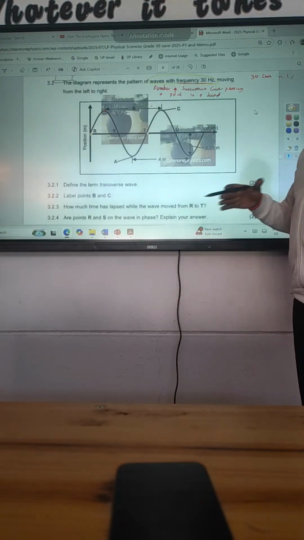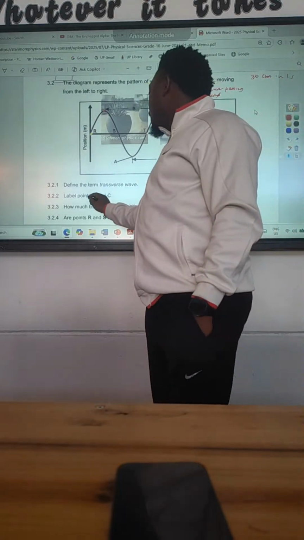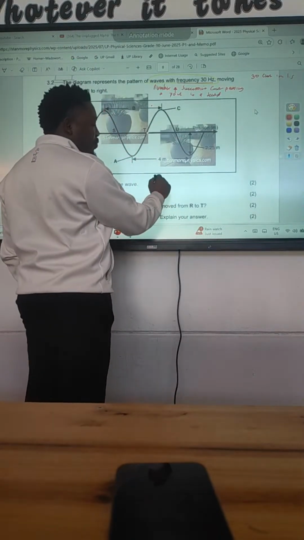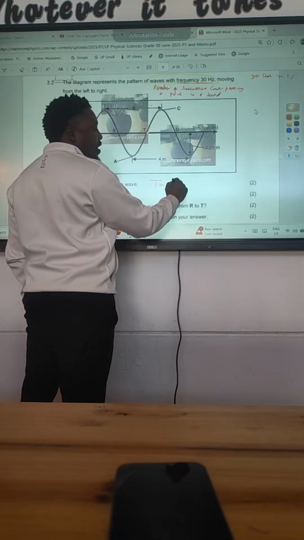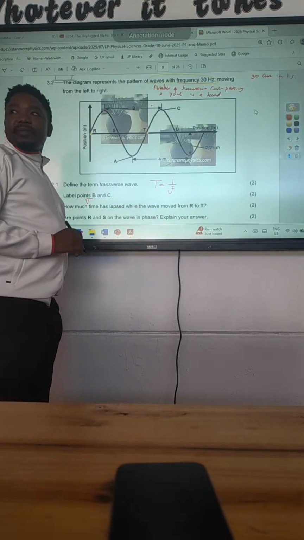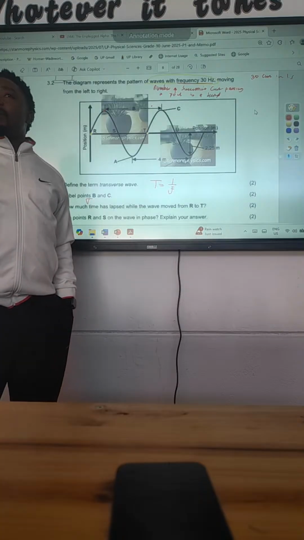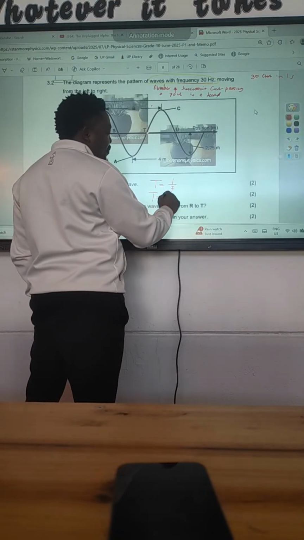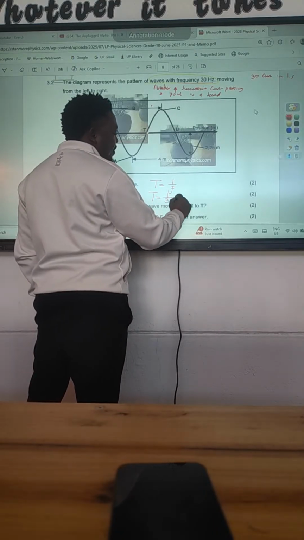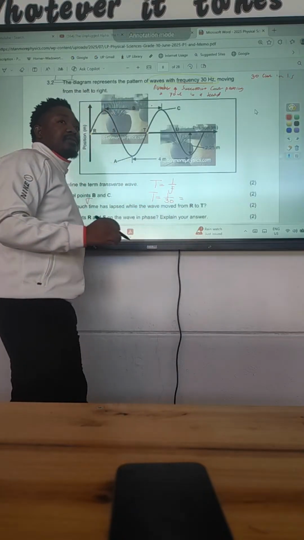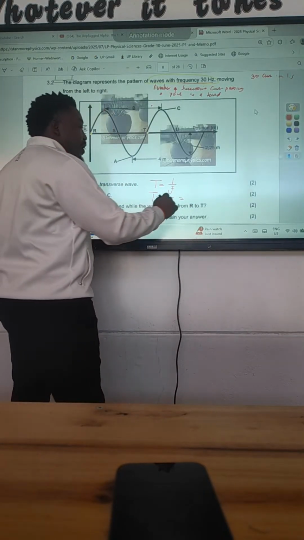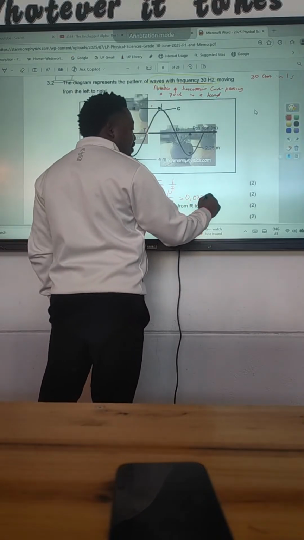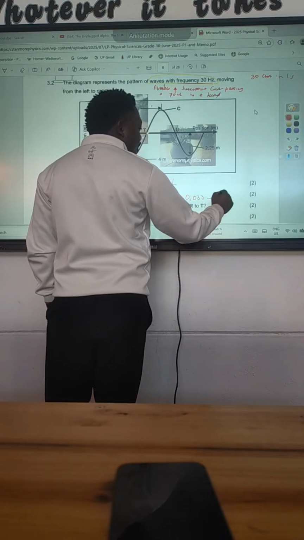So if you ask us about how much time has lapsed, it means that you are looking for the period. And we know that the period will be T equals 1 over f. Don't only use the formulas, but you must understand why I'm using them, right? And then your period will be 1 over 30, which is going to be 0,033 seconds.